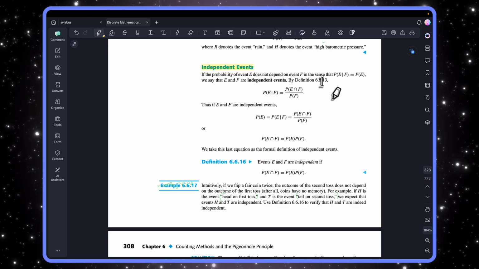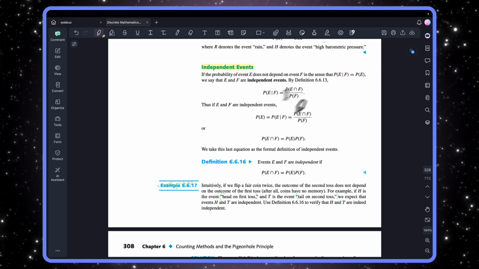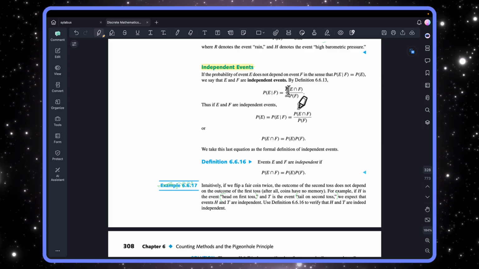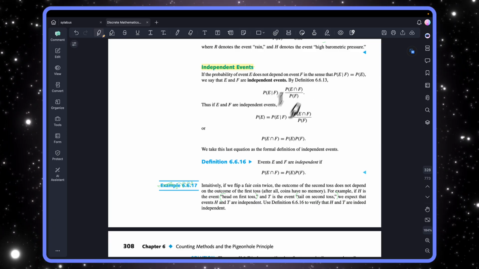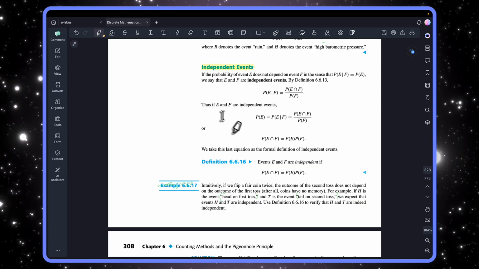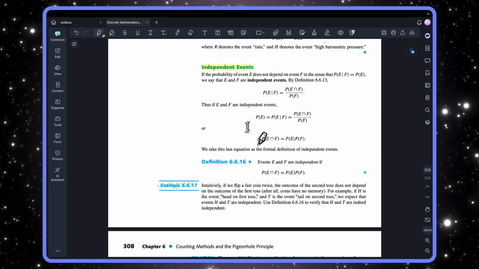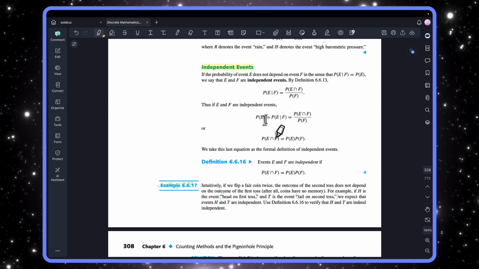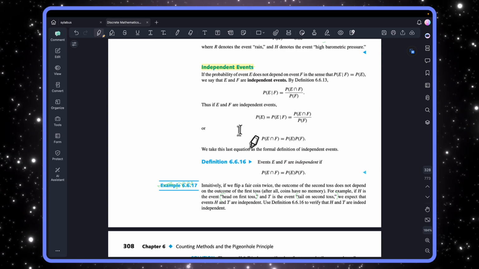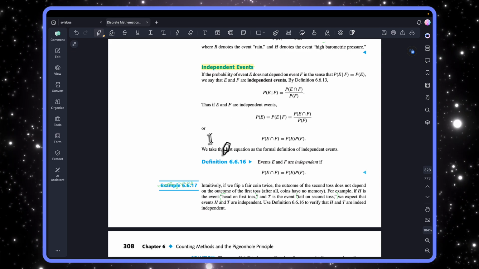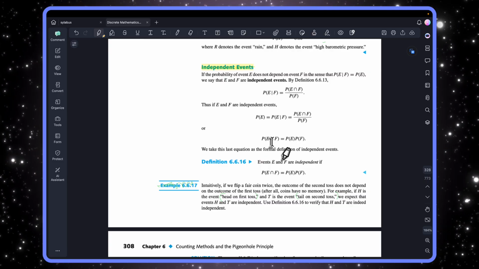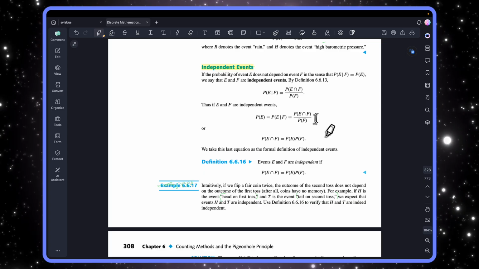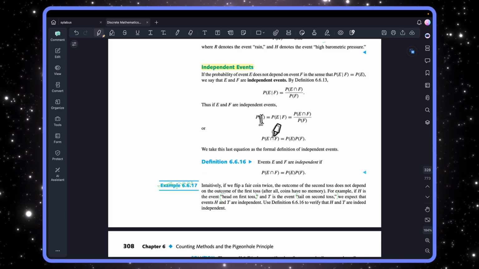So by the definition that we just had, the probability of E given F is the probability of E and F divided by the probability of F. Thus, if E and F are independent events, then you can say that that's the same as the probability of E. Or, using this formula, the probability of E and F turns out to be just the product. If you just multiply, that's the interesting thing about this definition, you just put the 2 together.